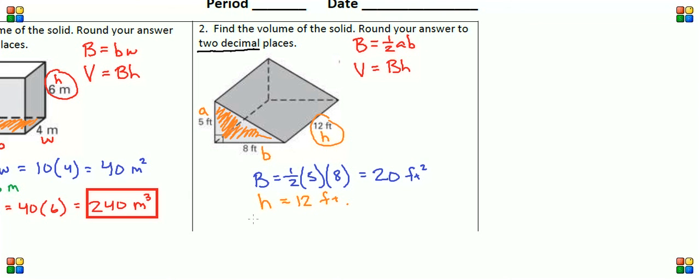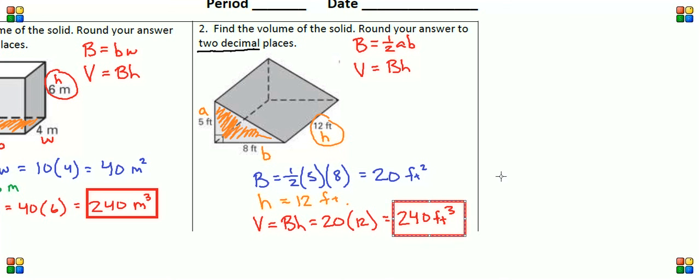So finally, our volume is equal to the area of the base times the height, which is 20 times 12. Again, calculator if you need it. 20 times 12 is 240. And again, recall, volume is a 3-dimensional measurement, and that means it is in units cubed, in this case, feet cubed. So the volume of this particular triangular prism is 240 feet cubed.